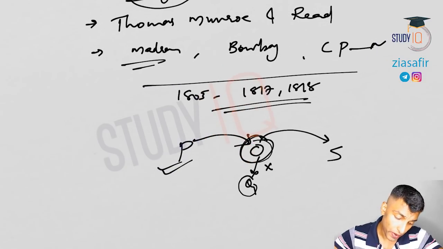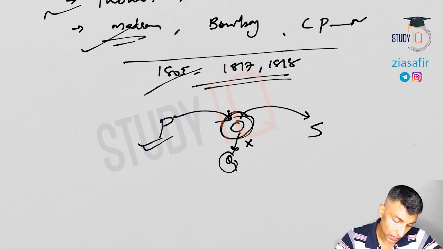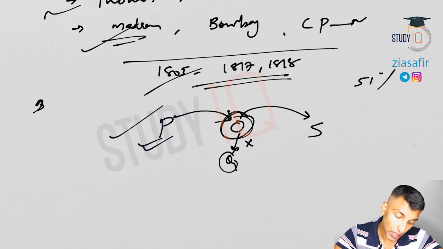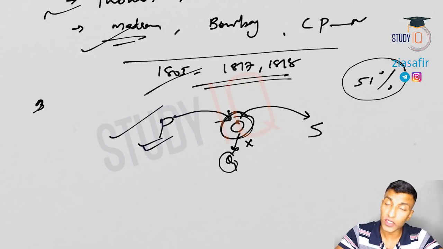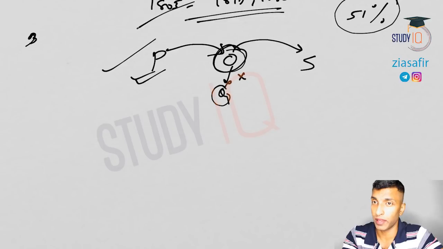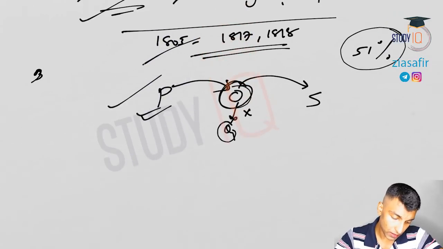Okay, now where it was implemented we have discussed, who implemented it we have discussed, structure we have discussed, what more? Yeah, it was in around 51% of British India. So this much area is covered, and this is actually the maximum area in terms of coverage. So impact also we have discussed. I think we have completed this.